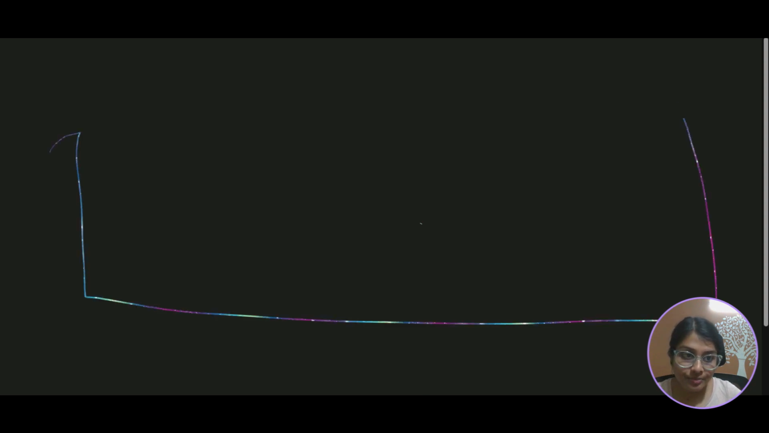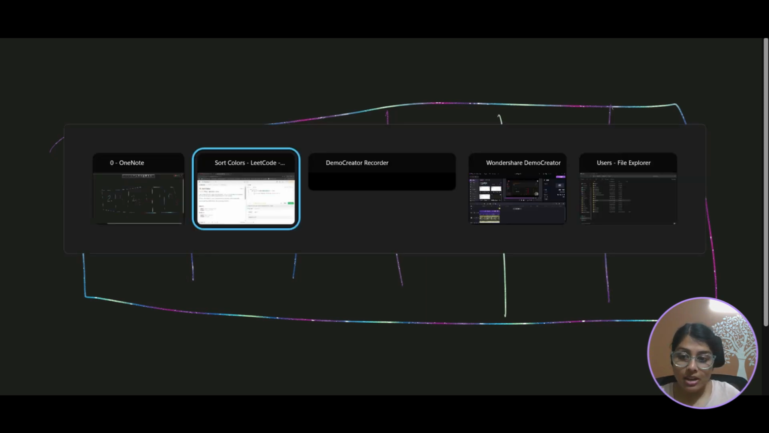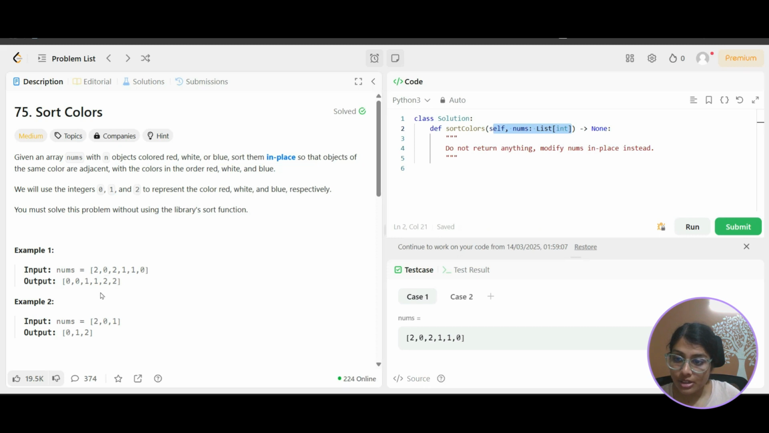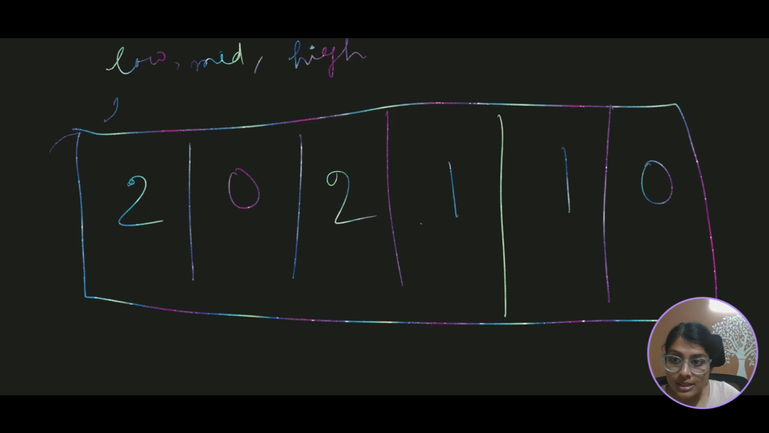Okay. So let's say we have an array 2, 0, 2, 1, 1, 0. So this is the array that we have. So this is what we are trying to sort. Now, what is the Dutch national flag algorithm? There we will take 3 pointers: low, mid, and high. So we can take low here, mid also here, and then we can take high here.